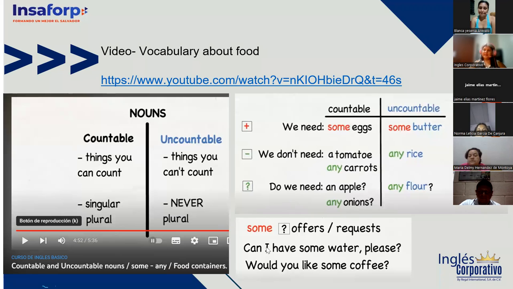O aquí, esto es como un offer o un request. También puede decir, can I have some water? Okay, es como pregunta también. Would you like some coffee? Okay, entonces en las preguntas vamos a utilizar a ambos, okay? Pero cuando damos respuestas, si es positiva su respuesta, you can use some. And if that is negative, any. Okay.